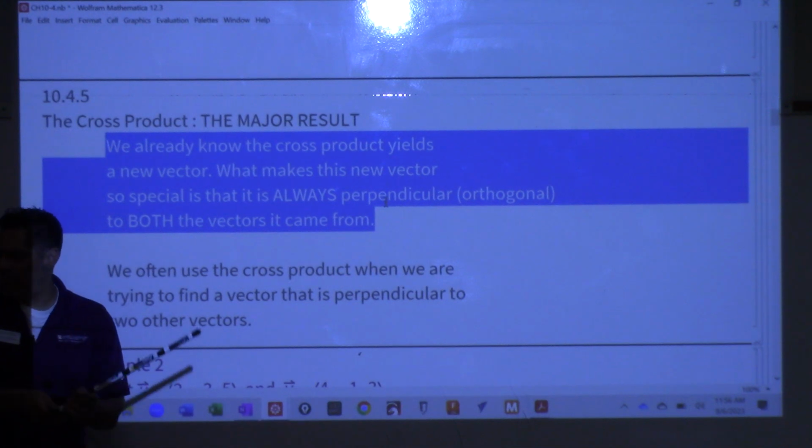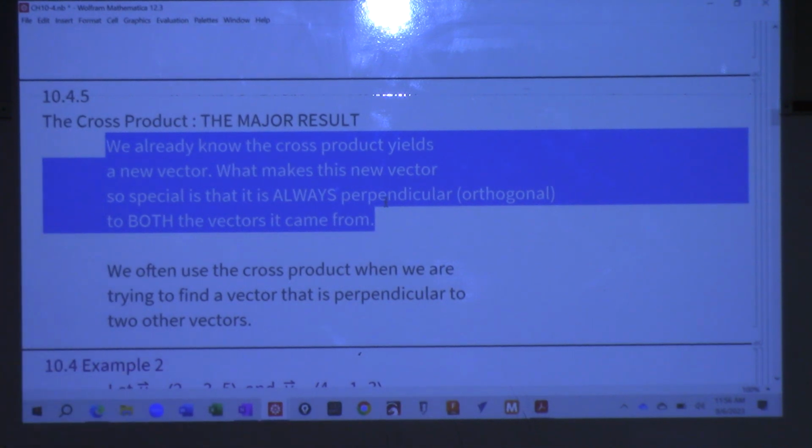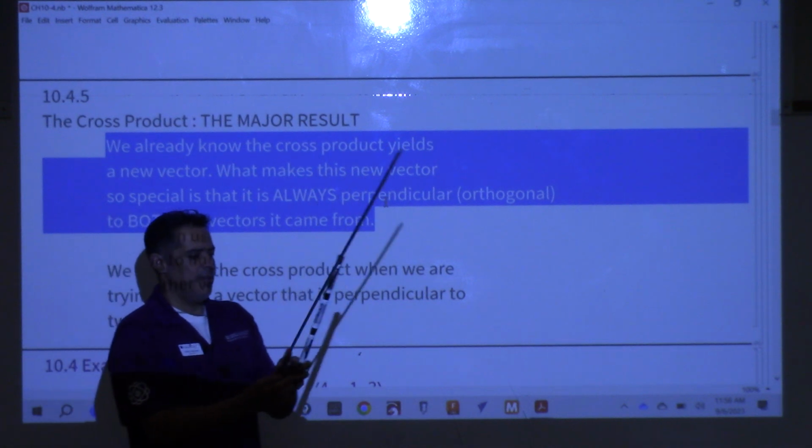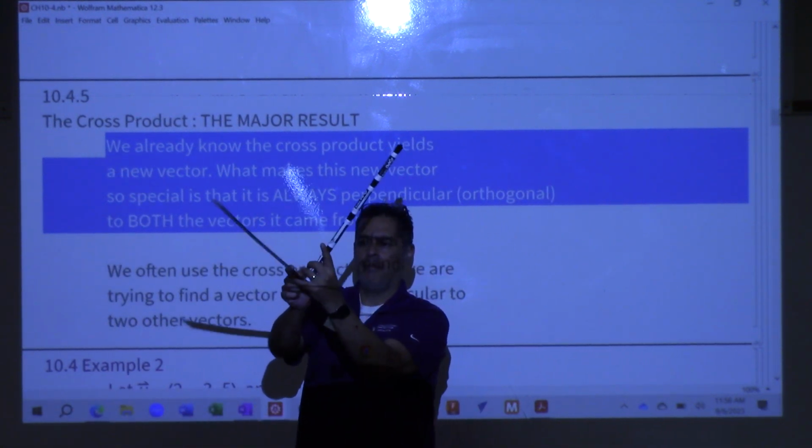Do you remember the right-hand rule for three-dimensional space? My fingers went down the x-axis, curled towards the y-axis, and the z was positive. If you do u cross v, then u is like the x-axis, v is like the y-axis, and your thumb is going to be the cross product vector's direction. Make sense? So if I put this here, here's u, here's v.